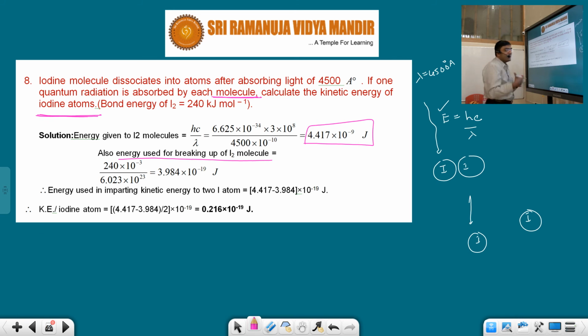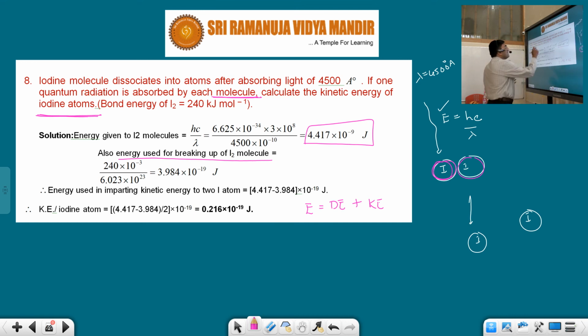See, what is work function? It is the energy to remove an electron from the metal surface. But here, try to understand, the incident energy is equal to dissociation energy plus kinetic energy, because these iodine molecules should get dissociated first and then they move with the kinetic energy. Now you have to find the dissociation energy.